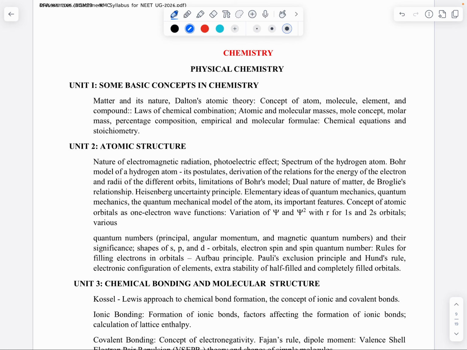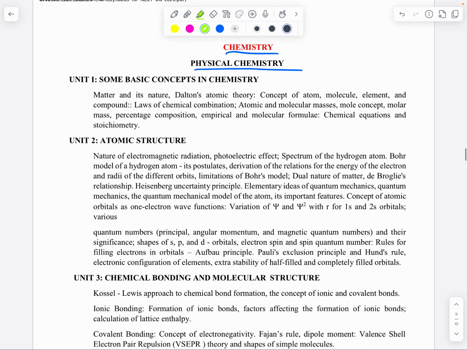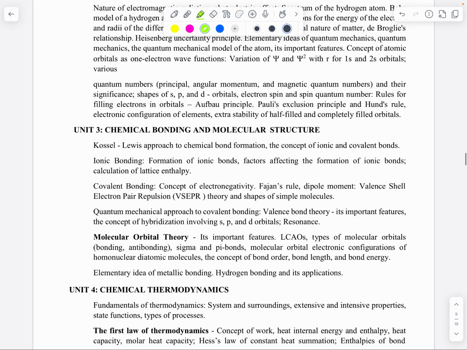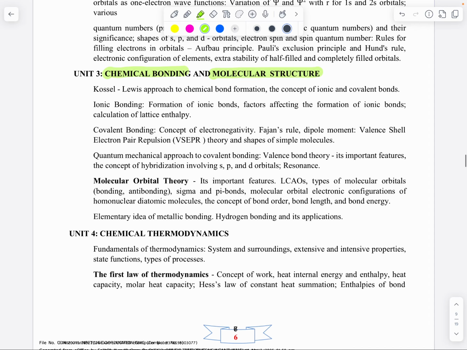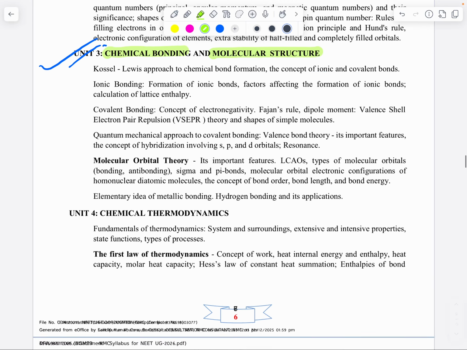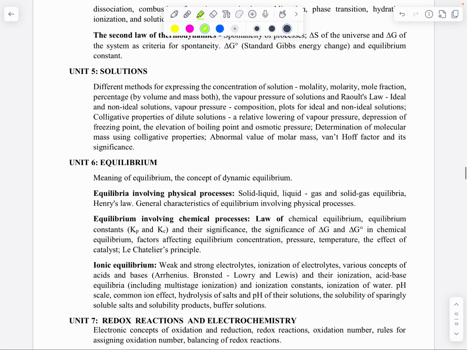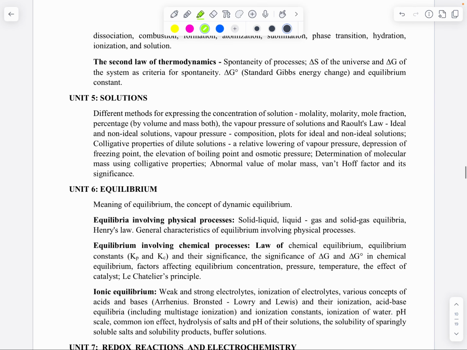So the chemistry part, first of all we'll discuss the physical chemistry. The chapters included are some basic concepts of chemistry, atomic structure, chemical bonding and molecular structure. This is a very important chapter from the basics point of view. The next is thermodynamics, the first law and the second law of thermodynamics. There are many numericals which are asked from this chapter.